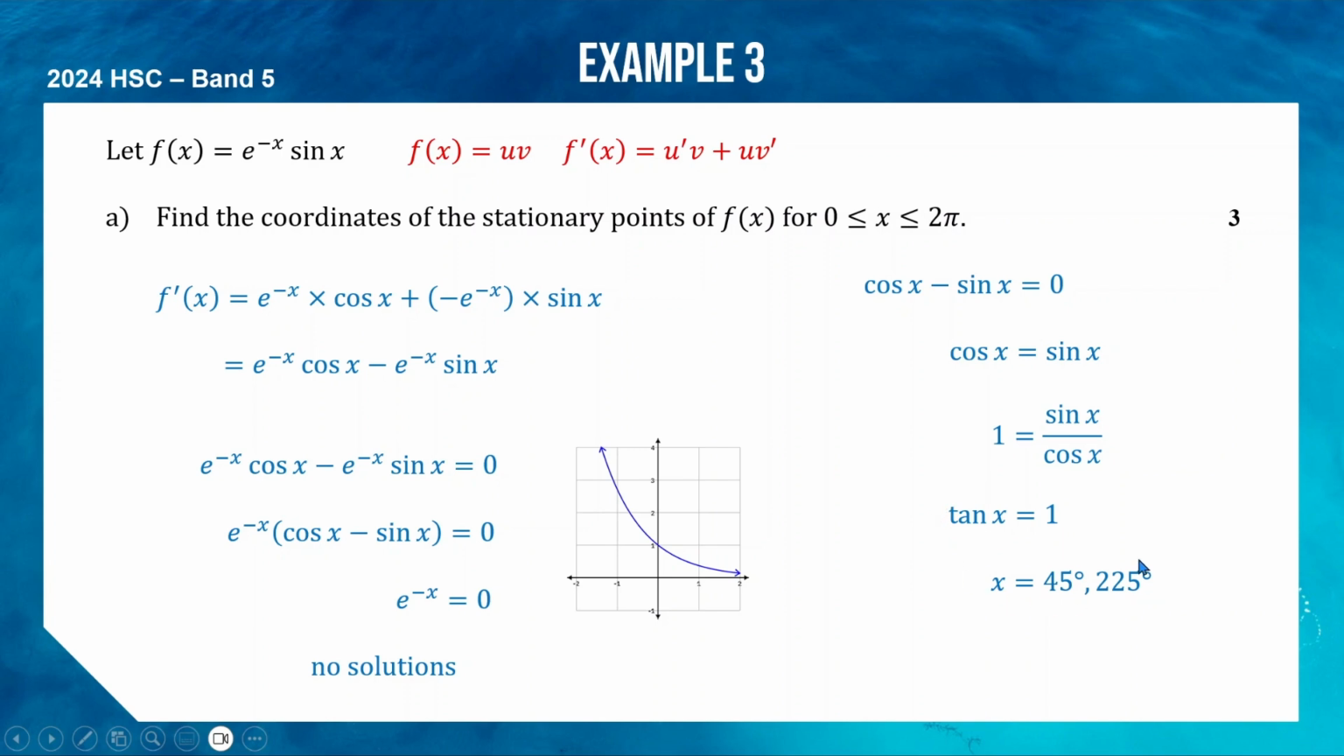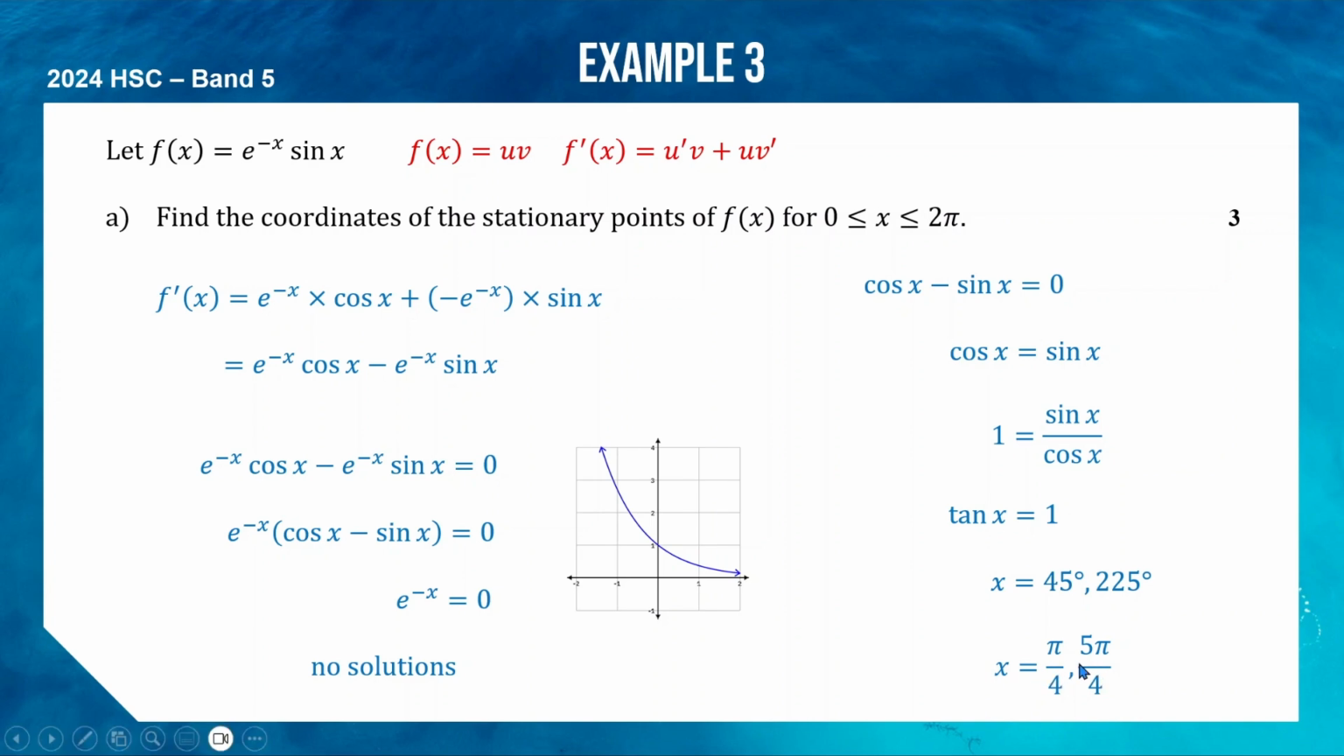If that makes no sense, you should watch my trig equations videos because I've got a couple of them for advanced. Anyway, we're going to turn this into radians because this question is working in radians, and we're going to say 45 degrees is pi on 4, and 225 is 5 pi on 4. Okay, we're almost done. We have the x values of our stationary points.